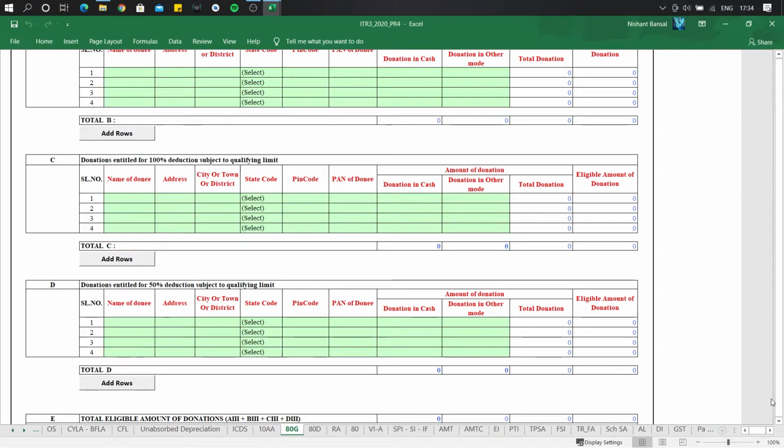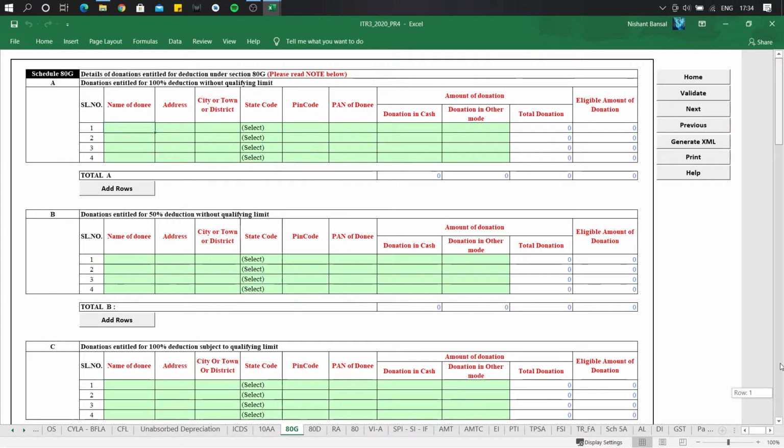In this case, we don't have to worry because it comes under category A, that is donation entitled for 100% deduction without qualifying limit, which means that the entire amount which we have donated can be availed as deduction. Okay, so here we have to mention all the details regarding the donee and the amount.